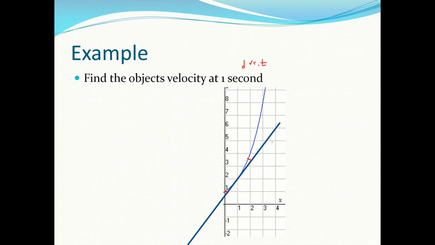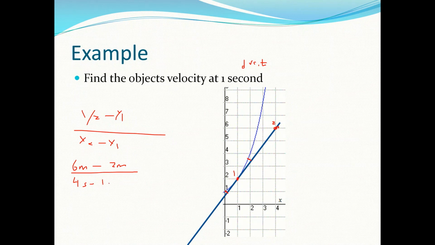So now we have a tangent line. Well, we can find the slope of this tangent line. So this is my point number 2, and this will be my point number 1. So I just have to go y2 minus y1 over x2 minus x1. y2 is 1, 2, 3, 4, 5, 6. So 6, and this is meters because it's a distance time graph, minus 1, so 2 meters, and then this is 4 seconds minus 1 second.